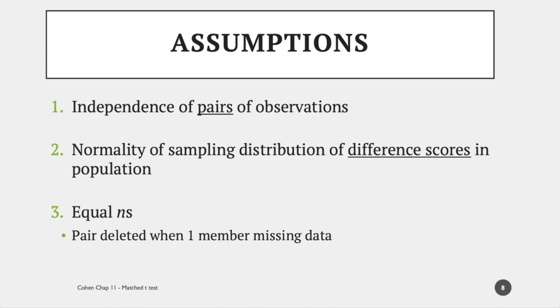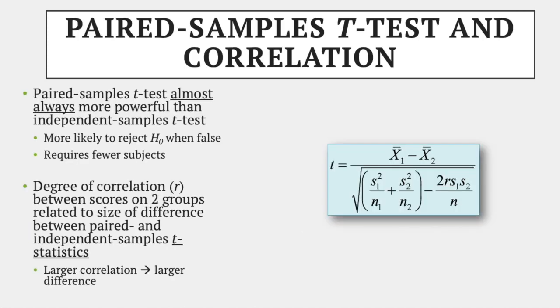if you don't have both. One thing to keep in mind is the correlation that we talked about recently. It actually has a little bit to do with the t-test here. So the paired samples t-test almost always is more powerful than an independent samples t-test. In other words, if you can get someone to do a pre-post, you're going to get more power than having 2 individuals in independent samples.